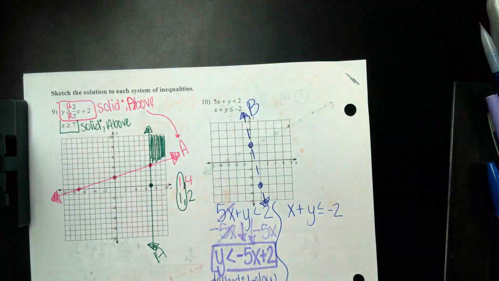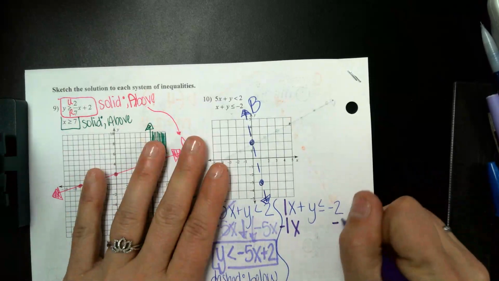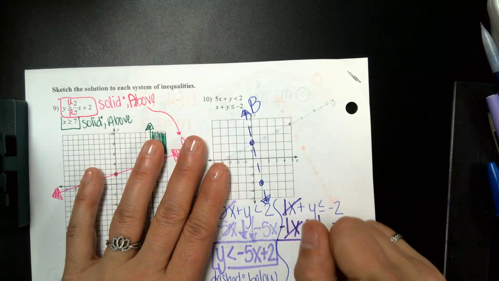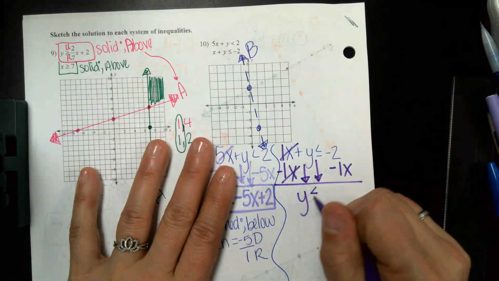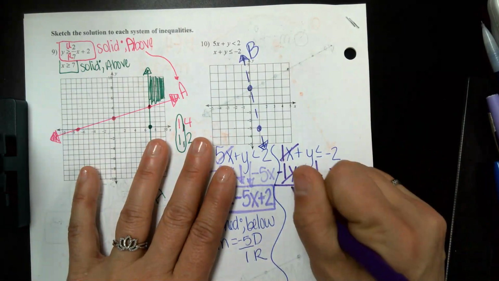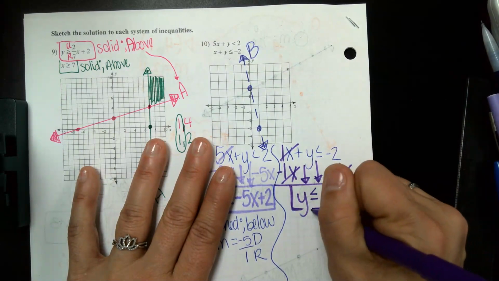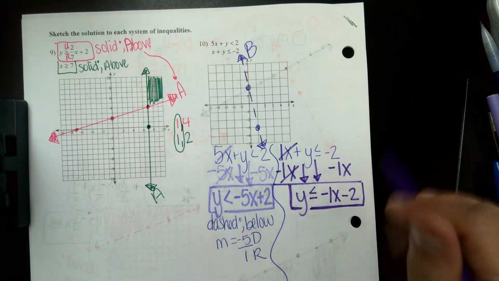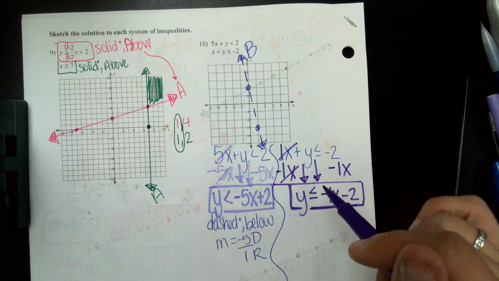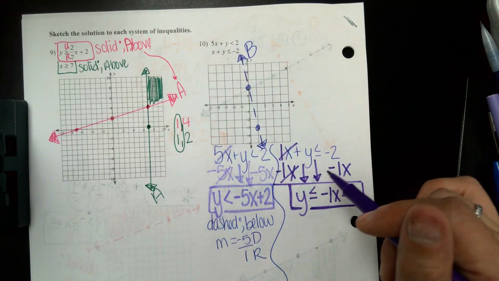And then the last one, all I would have to do is subtract 1x. So I have y is less than or equal to -1x minus 2. And again, the y is by itself. We didn't have to worry about, oh, do I have to flip my symbol? Because we didn't even do the division step. But when do you flip the symbol? When you divide by what kind of number? Negative.